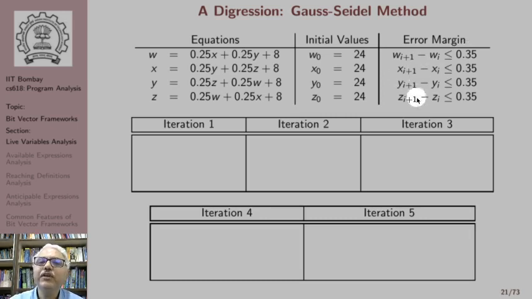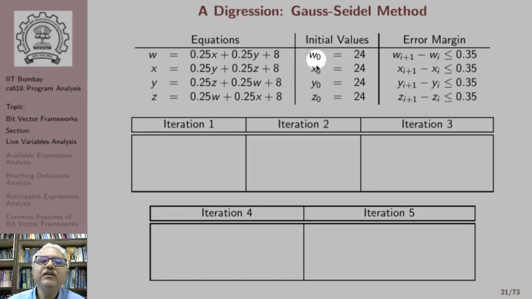Similarly, for each of these we have chosen a value 0.35. There is nothing magical about 0.35. The only reason I have chosen 0.35 is that it's a convenient value which allows me to fit the number of iterations in one slide. In practice, you may want to go to 0.01 or whatever. So for convenience, we assume this as the margin of error.